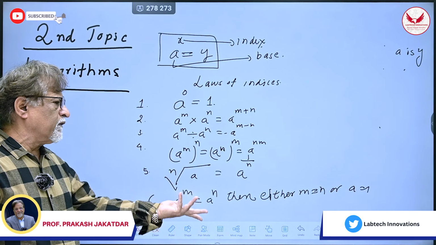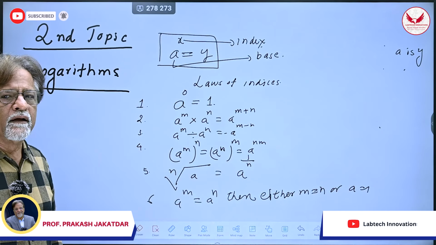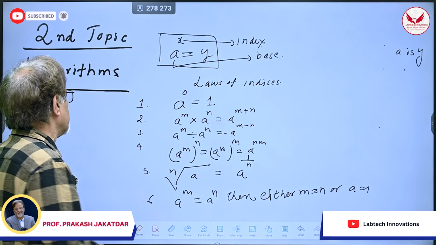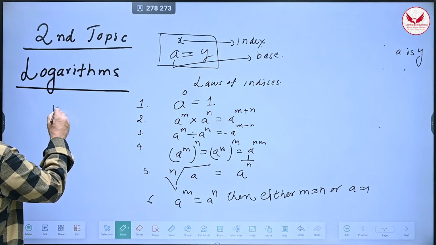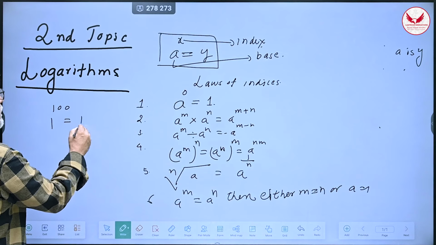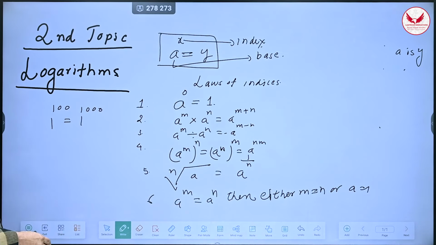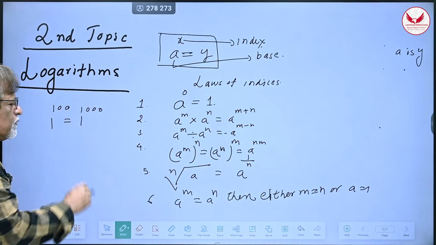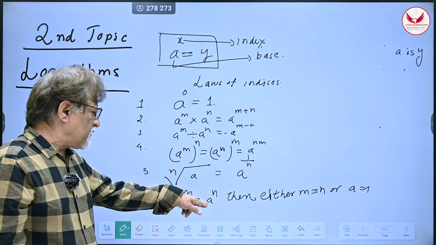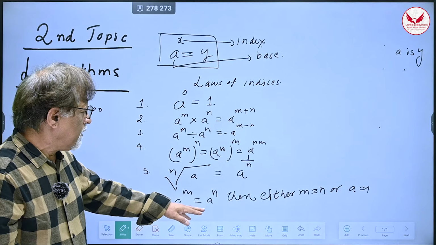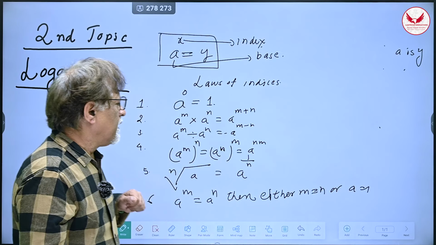1 raised to 100 is 1 and 1 raised to 1000 is also 1. So you cannot conclude 100 is equal to 1000. Now both are 1, correct? But that doesn't mean 100 is equal to 1000. So therefore, using this law, you have to be a bit careful, because it is a conditional statement.